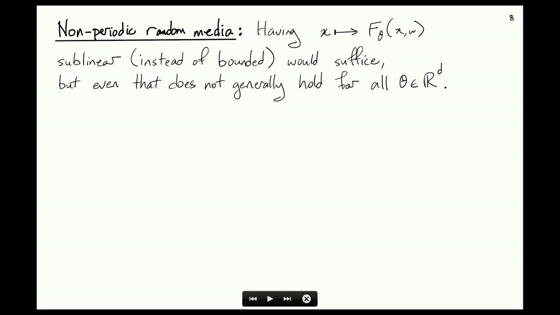So this is kind of a hope, right, that you would want to get away with that. But you cannot find, for every theta, a lambda and a sublinear corrector. There are counterexamples. So unfortunately, this strategy fails off the shelf. Okay?